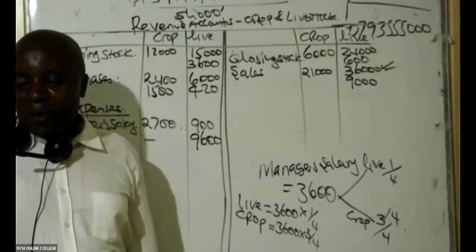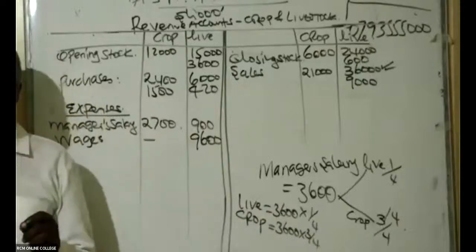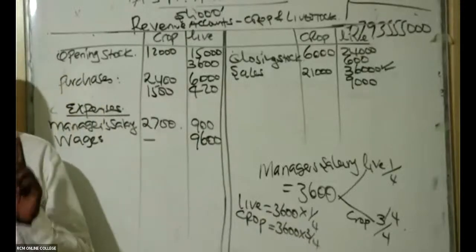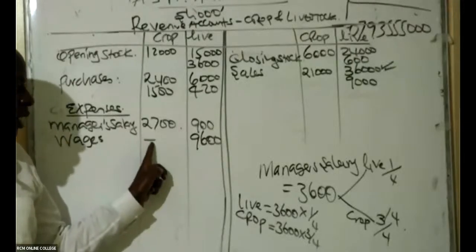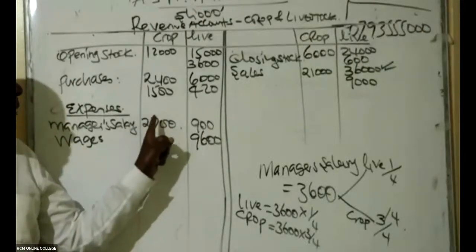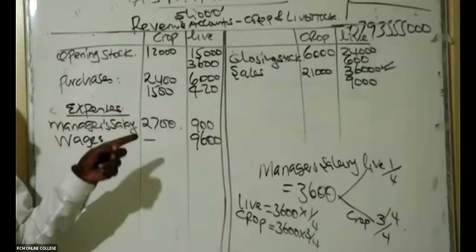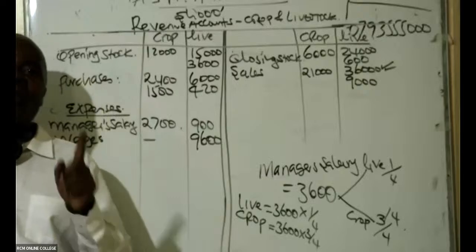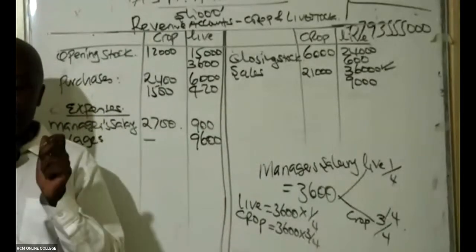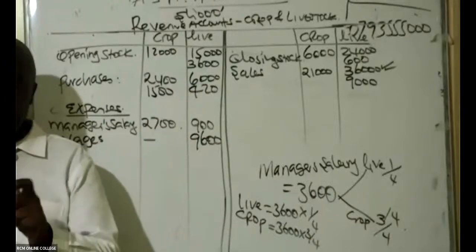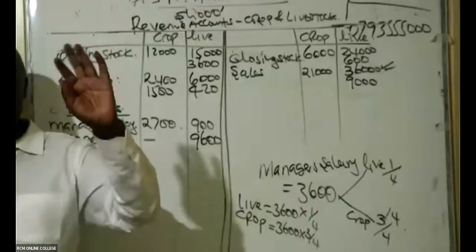All right. So, ladies and gentlemen, look at these wages. They have told us that wages are worth what here? 9,600. And I've been able to book them here very nicely. So no wages are specific to the crop. They're only specific to the livestock. I've just told you that these revenue accounts, normally we use revenue accounts to capture specific expenses. So gentlemen, up to here, are we together?